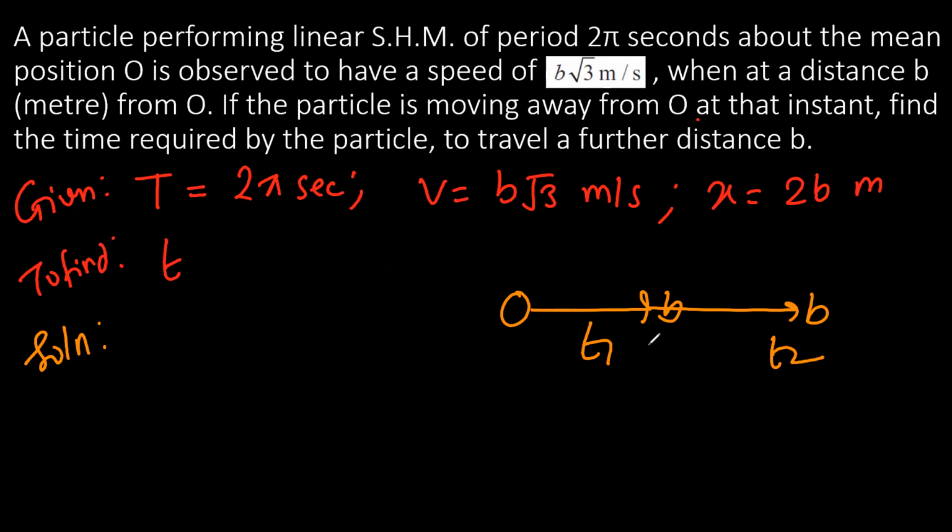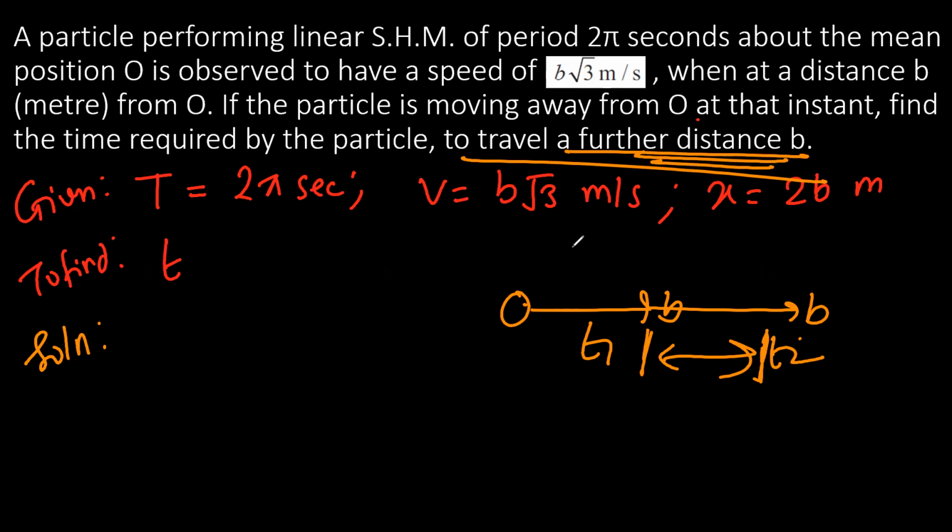इन दोनों में difference कितना है? t1 to t2. So we need to find the time required between these two. What they required? Further travel किया b distance. उसका कितना time? So 0 to b required t1, and here we require t2. Okay, so we need to find t2 minus t1.